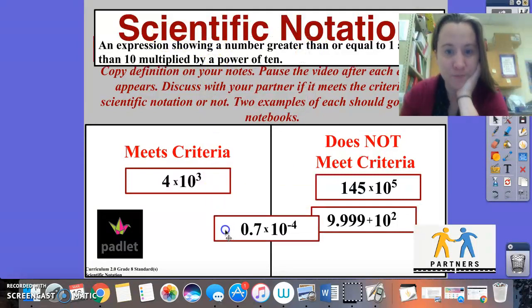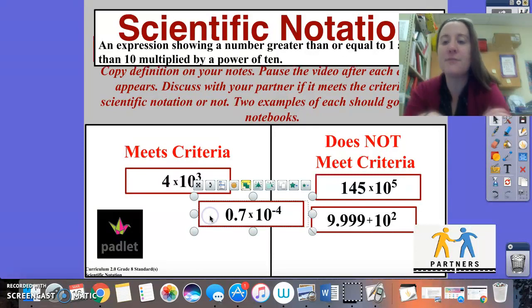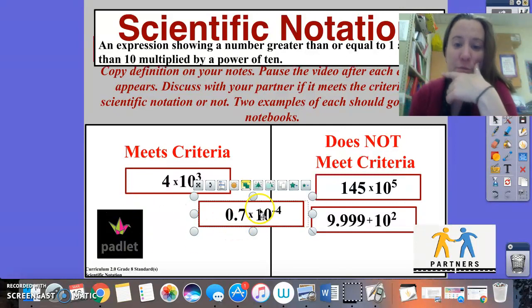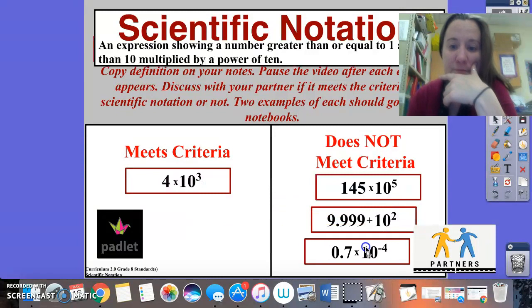Okay, again, pause the video and decide with your partner where this one's going. So I have a power of 10. This is the first one where it's a negative power of 10, which is absolutely fine. And then I have multiply. The problem is 7/10 is less than 1. So this one would be another does not meet criteria.